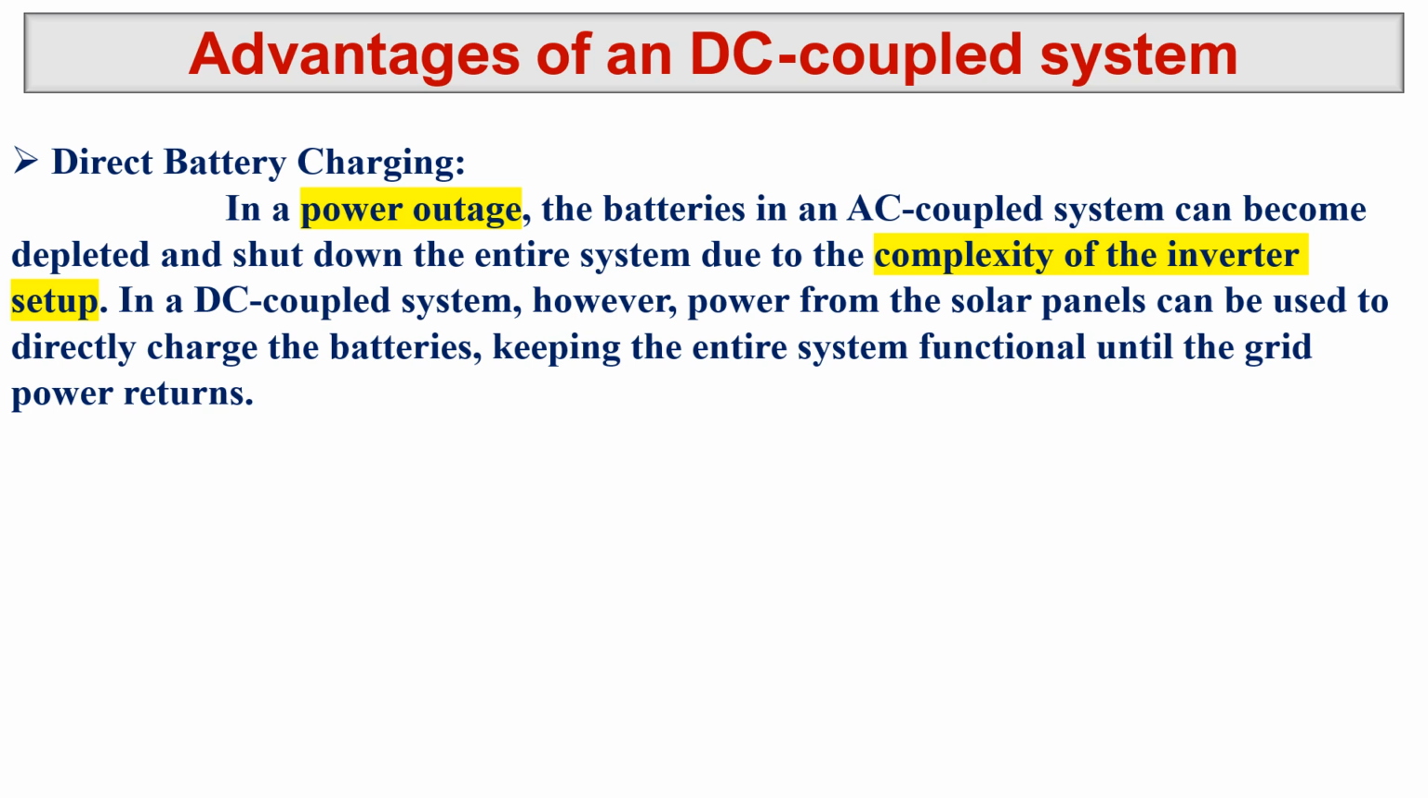In power outages, batteries in the AC coupled system can become depleted and shut down the entire system due to the complexity of the inverter setup. So if a power shutdown happens, then the AC coupled system sometimes, because of the inverter setup, if the battery is fully depleted, you cannot get power. But in the DC coupled system, it is easy when the power shuts down, because we already said the DC coupled system is more suitable for off-grid systems. It can supply the power.